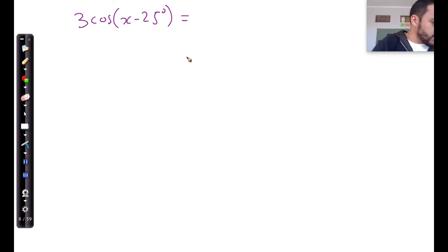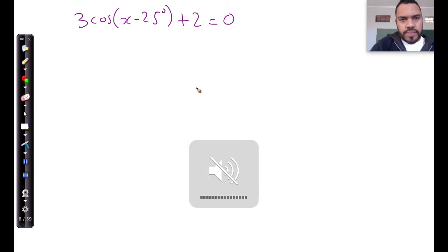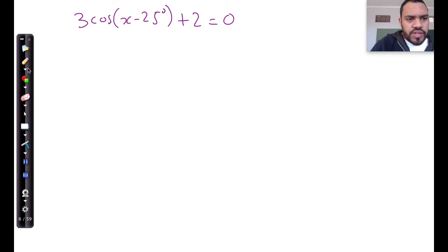3 cos(x − 25°) + 2 = 0. Solve as follows. Okay, so how do we do this one? Well, let's try and get this into that first form: a trigonometric ratio with a given angle equal to some constant. That's simple, because I can subtract 2 from both sides, and I get minus 2. And then I've got cos of x minus 25 degrees.